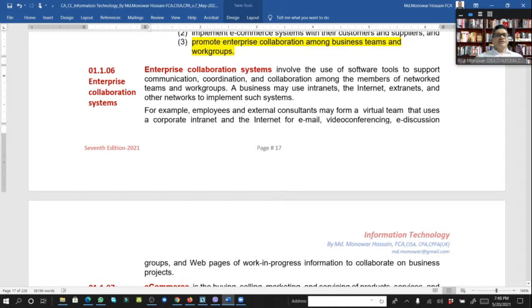So enterprise collaboration system, what is this? Enterprise collaboration systems involve the use of software tools to support communication, coordination, and collaboration among the members of networks, teams, and working groups. So we can say the enterprise collaboration system involves the use of software tools to support communication, collaboration, and coordination among working groups or members within a team, etc. A business may use intranet, extranet, etc.